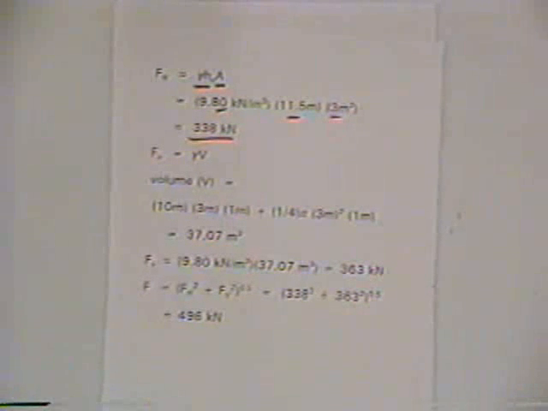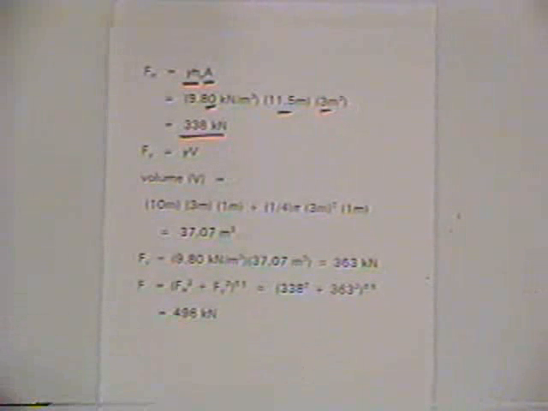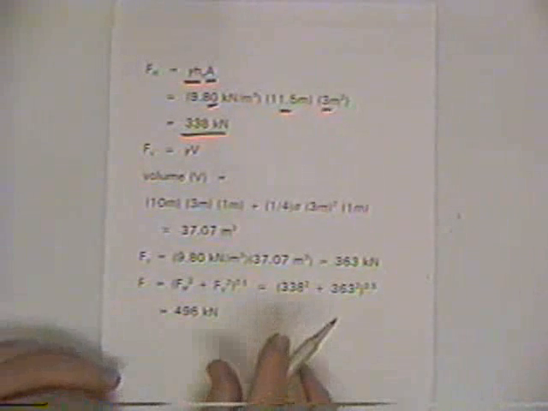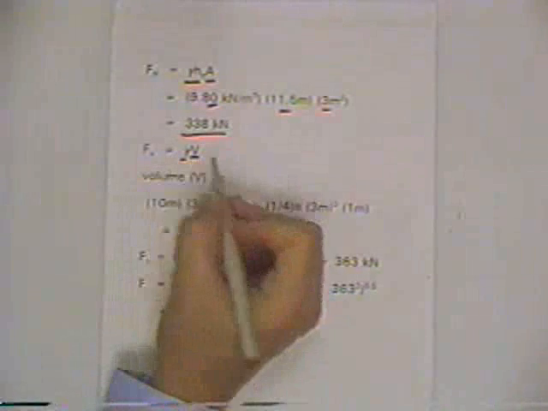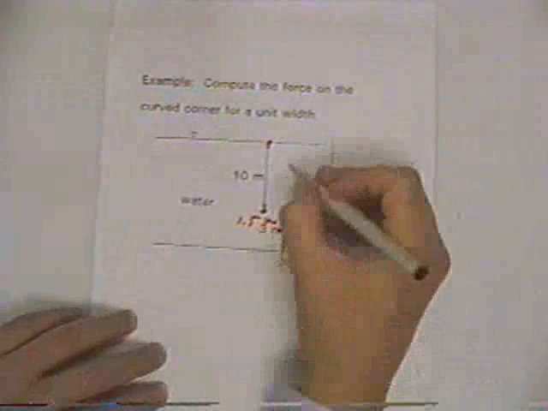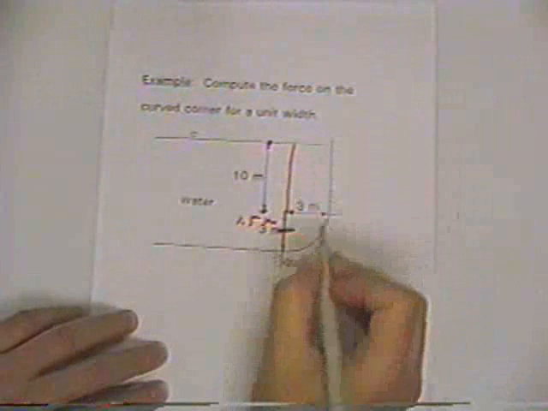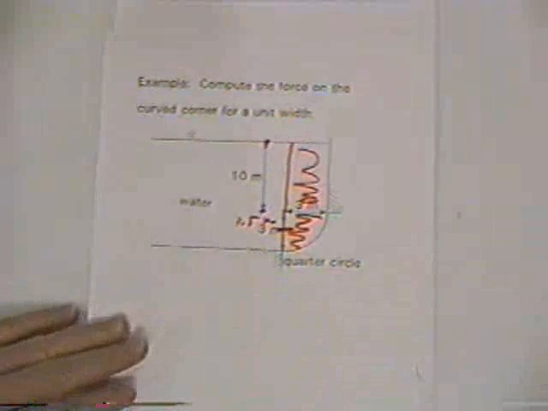The other component is a vertical component, and so we project out horizontally and look at the volume. And so the volume above this corner is all the water above it. Take the volume, multiply that volume times the unit weight of the water to get the vertical force. And so if we jump back here, we've got that volume, and then we've got this volume. So we get the two volumes and add them together.